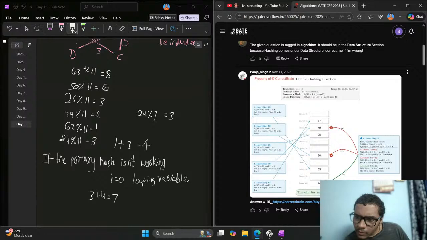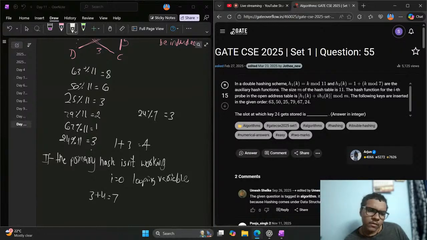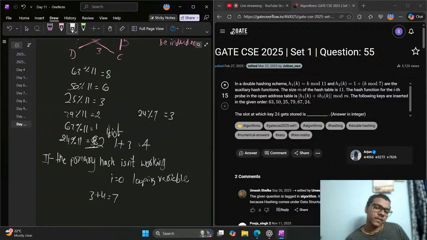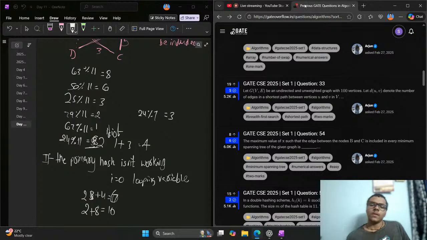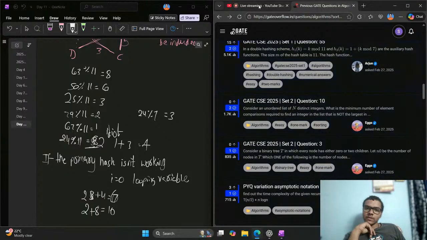Wait, what? 24 mod 11. 24 mod 11 is 2. Idiot. Not 3. So 2 plus 4, 6, that is a collision. Yeah, 2 is a collision, 6 is a collision, and 2 plus 8, 10. Yeah, I did it already, that's why I kind of know what's going on.